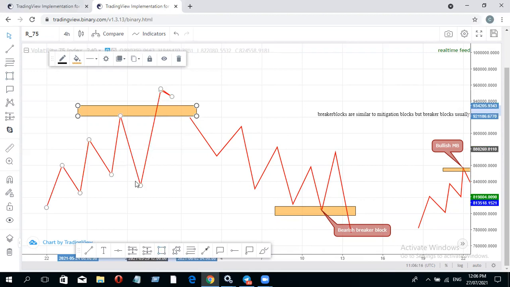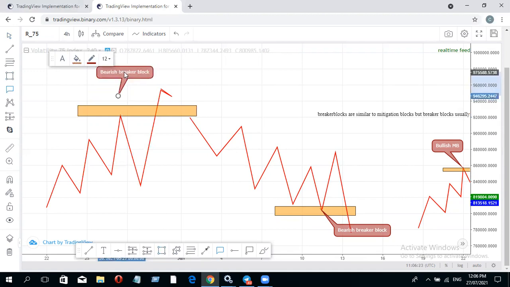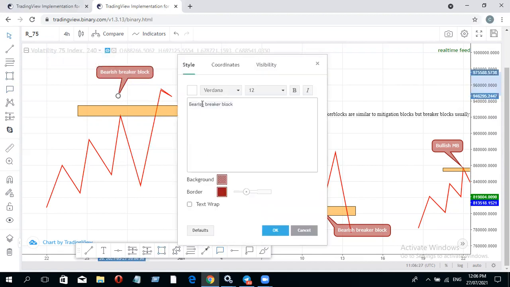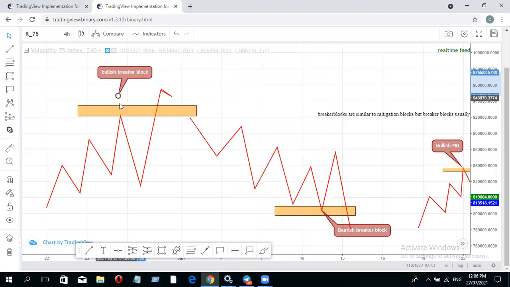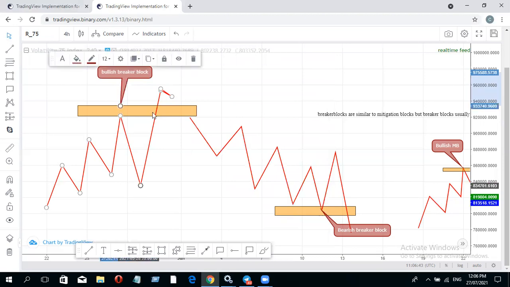Right, so this is a bullish breaker block. It's the last bullish candle that did this. It's our bullish breaker block. The last bullish candle before this swing low, we took out structure and then we took out the resistance above.